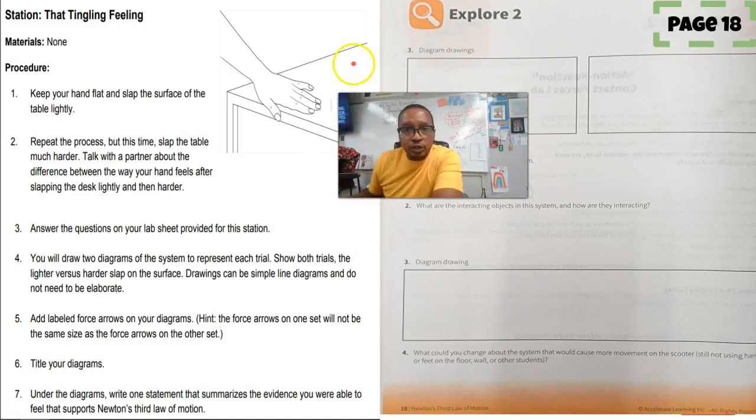All right, cool. Now on to the next thing. What we're going to do now is some drawings. It says, you will draw two diagrams of the system to represent each trial. Show both trials, the lighter versus the harder. So this is lighter over here. I'm just going to label that because it told me to label. And this is harder, right? All right, cool. So now we got that much.